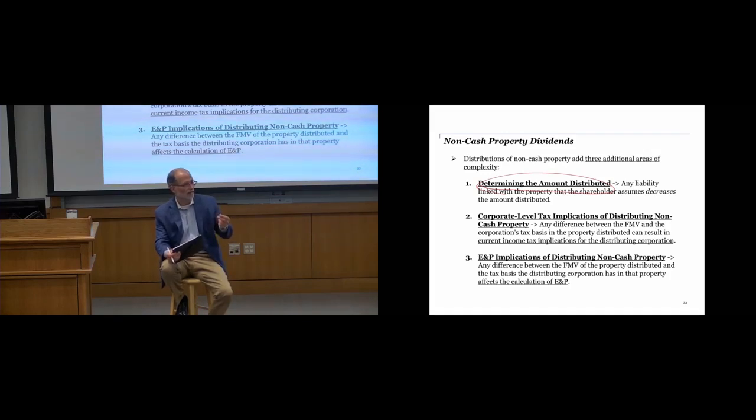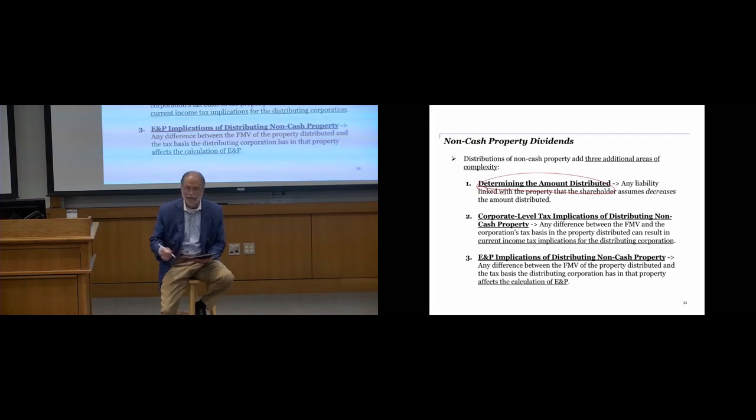If I gave you a piece of equipment worth 1,000, you'd have a dividend of 1,000 if I didn't attach a liability. If I gave you a piece of equipment worth 1,000 that had a $200 liability associated with it, net, you only got 800, right? So the possibility of sending non-cash property that has a liability associated with it can put a little noise into computing the amount that was distributed.